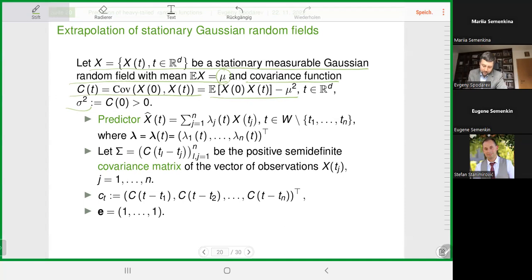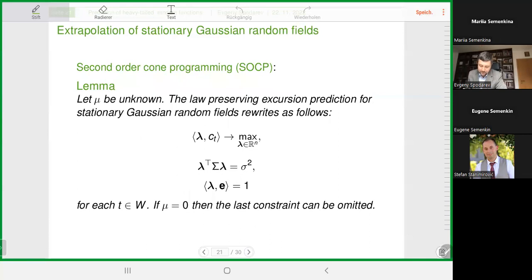The prediction is linear because Gaussian random fields are infinitely divisible. And for simplicity, we will also need to denote by capital Sigma the covariance matrix of our observations. And we assume that it is positive semi-definite. So C of T will be the vector of covariances between the unknown observation and the known locations T1 up to Tn. And E just the vector of ones. So using this notation, we may formulate the above problem in a very simple and geometrically tractable way. Under the assumption that mu is unknown, our law-preserving excursion prediction for the Gaussian case reads as follows.